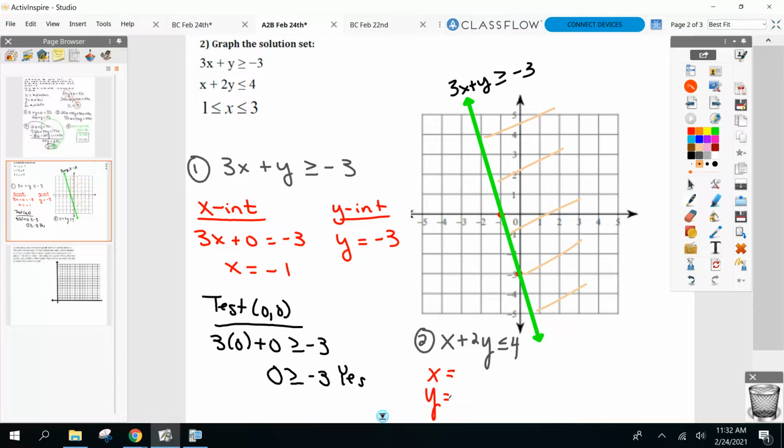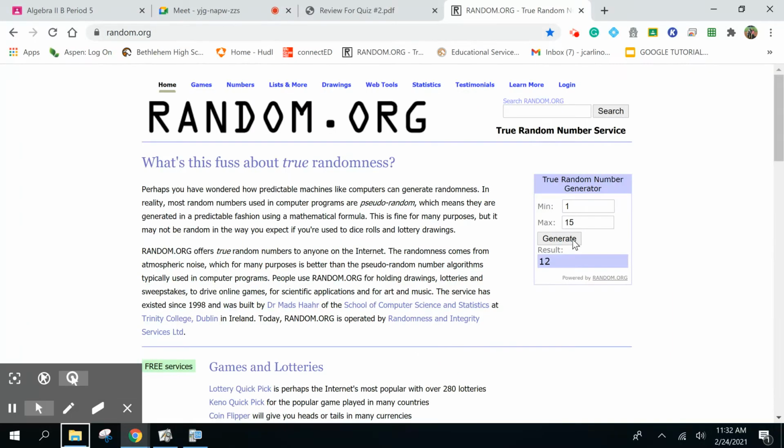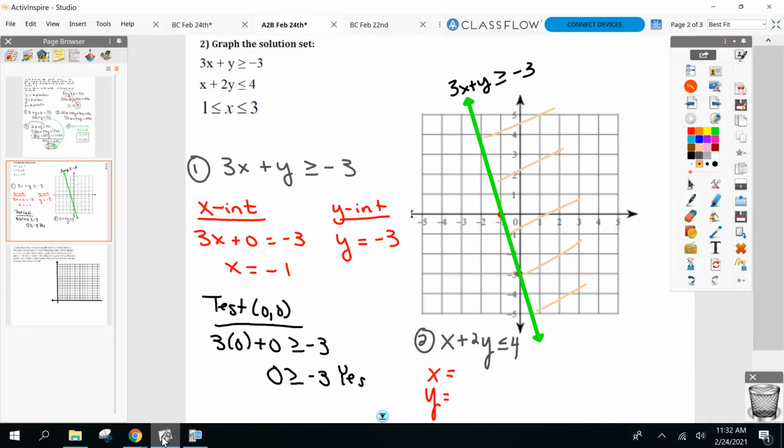All right, what do you got here? What are your X and Y intercepts for this line? Boom, 9. Here we go. Hunter, what do you got? What's your X intercept, Hunter? The x-intercept is 4. 4, good job.